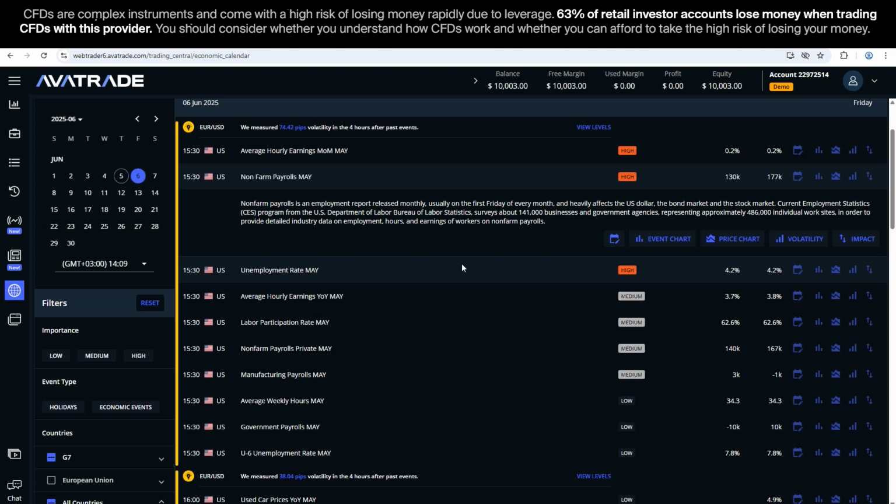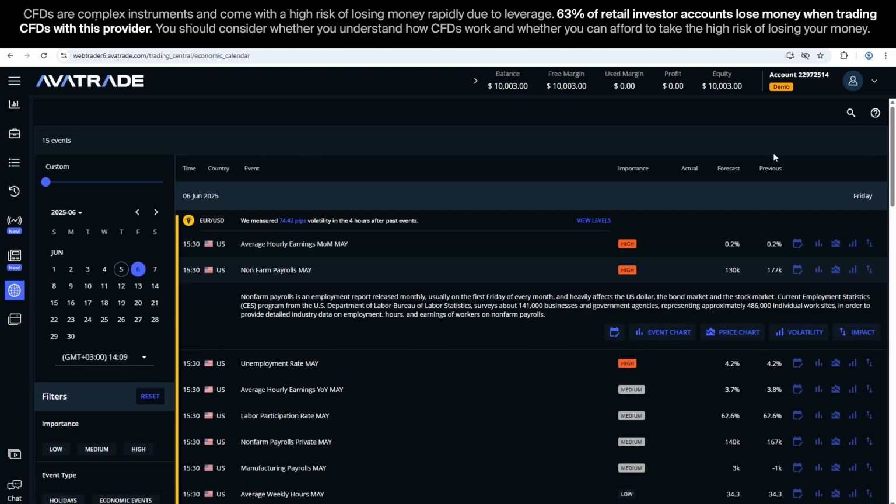Very easily. Well, we can see that the structure of the calendar is like this. We've got the previous, so this is what happened last time, 177K. What does that mean? That means 177,000 new jobs. The forecast is actually 130,000, which means we're expecting a downgrade. We're expecting a bearish movement in terms of the economy, in terms of employment.